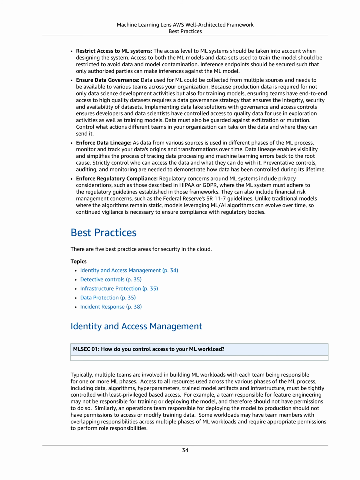Best practices. There are 5 best practice areas for security in the cloud. Identity and access management. Question 1: How do you control access to your ML workload?